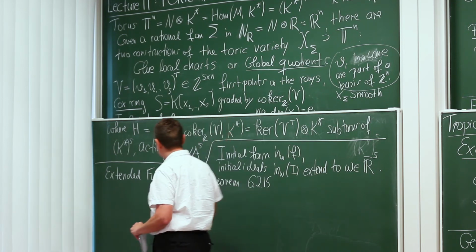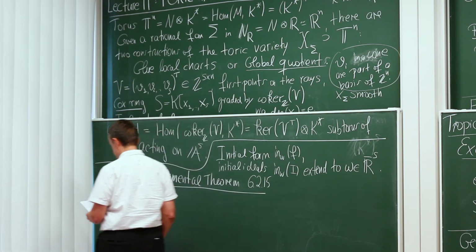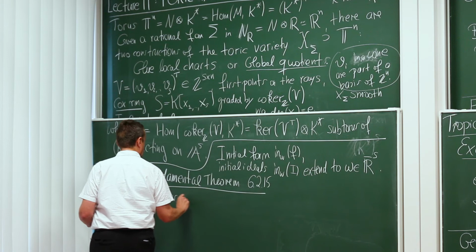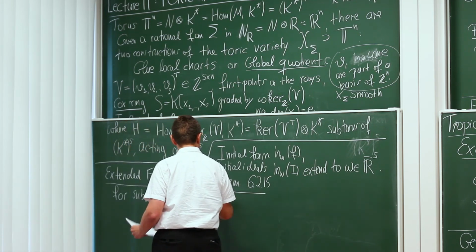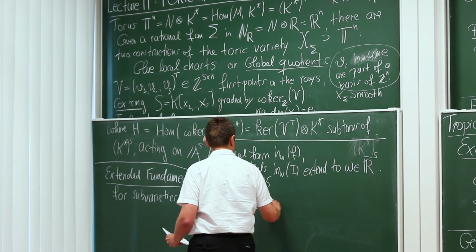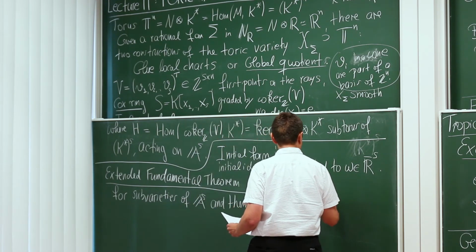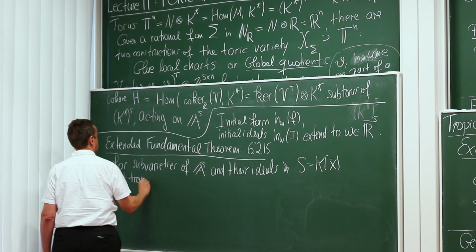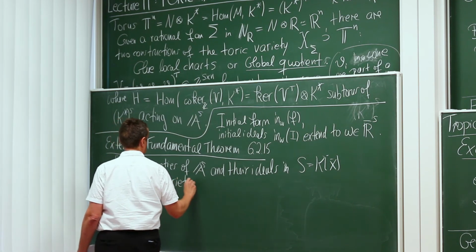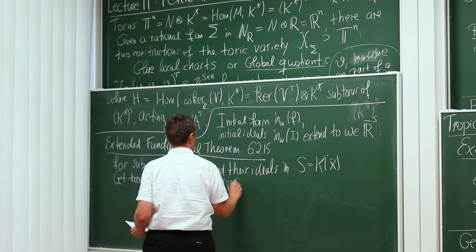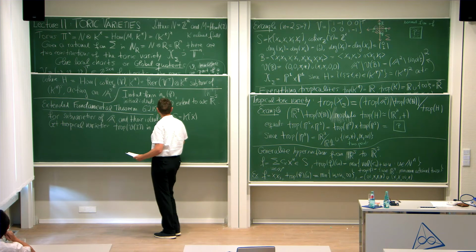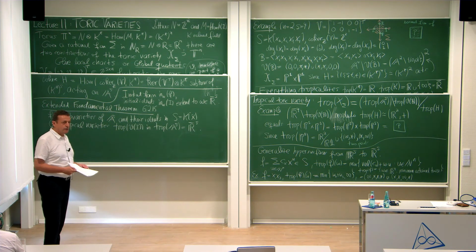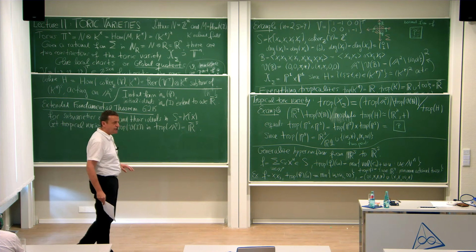Theorem 6.15. It says the following. We state it like this: it's a theorem for subvarieties of the S-dimensional affine space and their ideals in the polynomial ring in S variables. And we get tropical varieties trop V of I inside tropical affine space, and the tropical affine space is S copies of the extended real numbers.